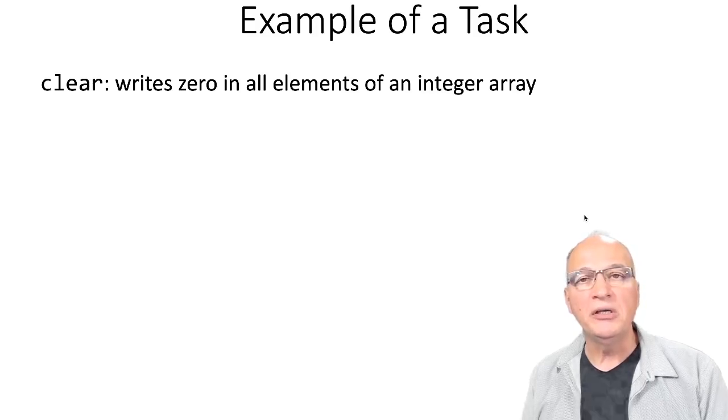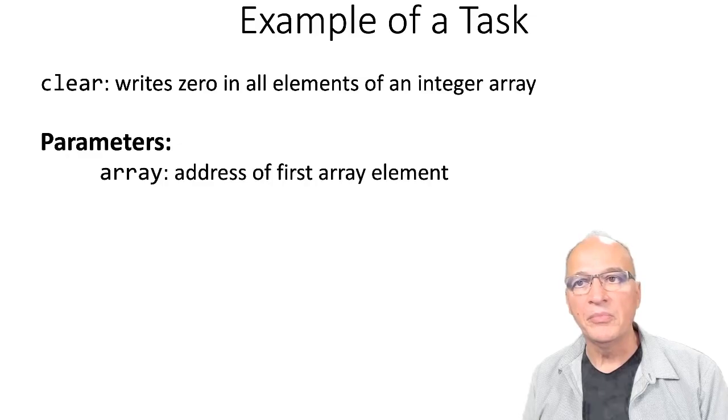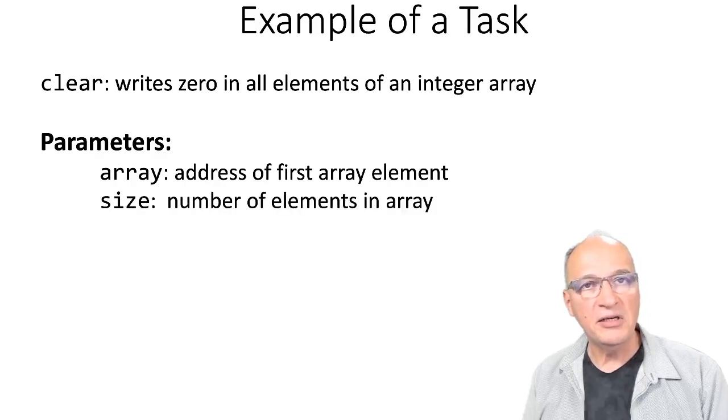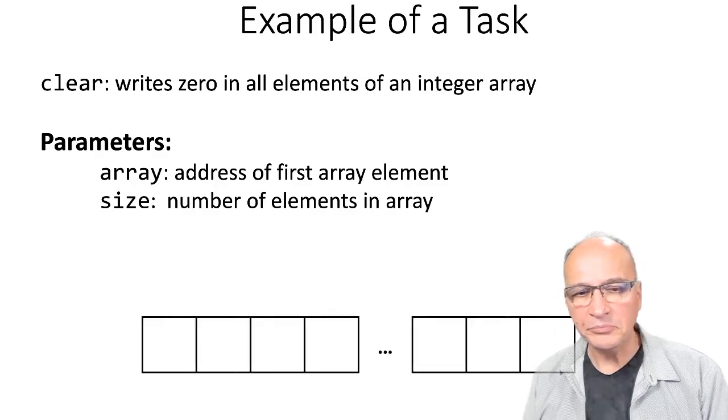So let's start by defining a very simple function that we want to implement. This function is called clear, and what it does is simply write the value 0 in all the elements of an integer array. Again, we are assuming a 32-bit architecture, so each integer will occupy 4 bytes in memory. The first parameter is called array, and is the address of the first element of the array. The second parameter is called size, the number of elements in the array.